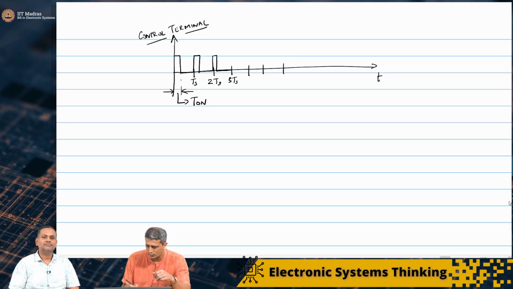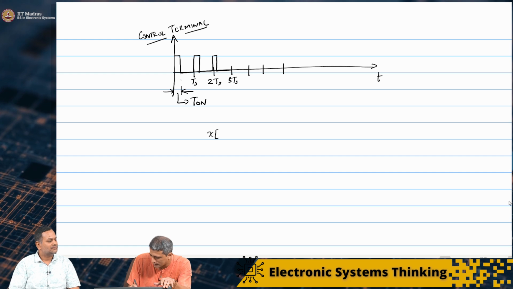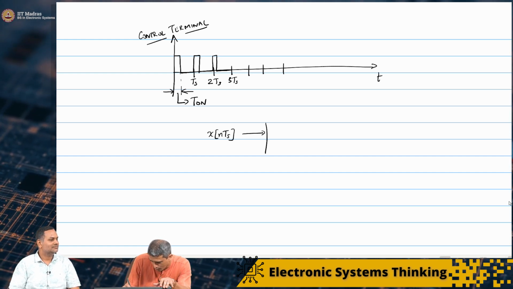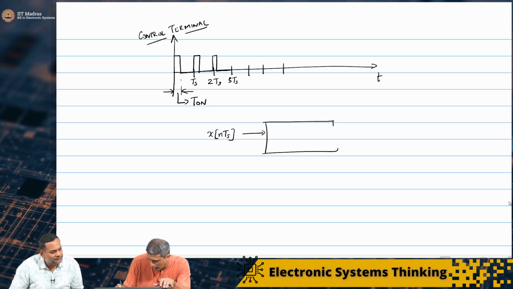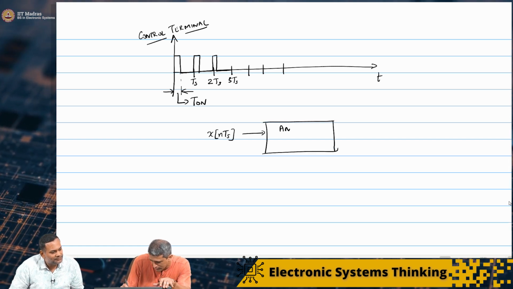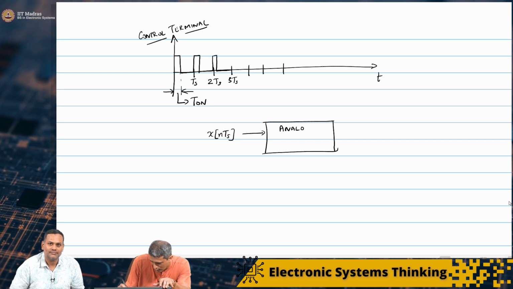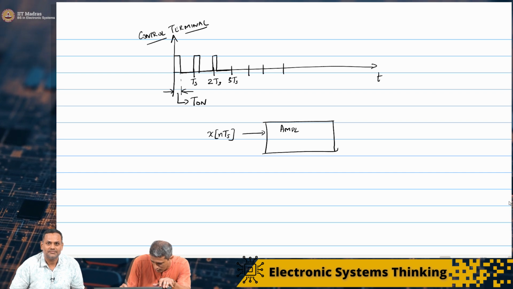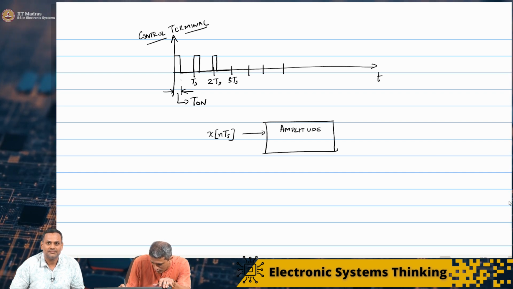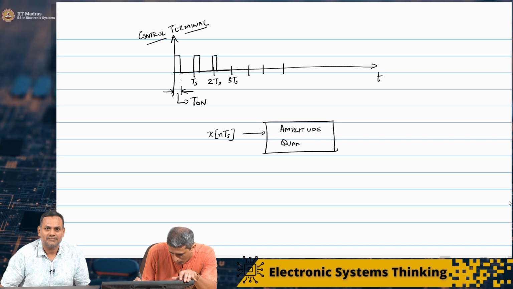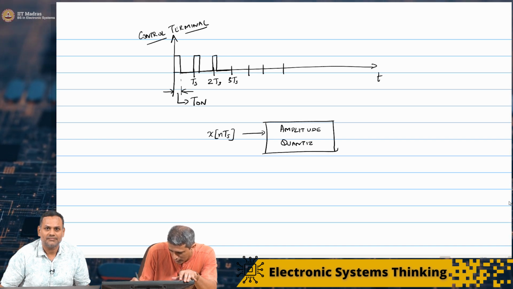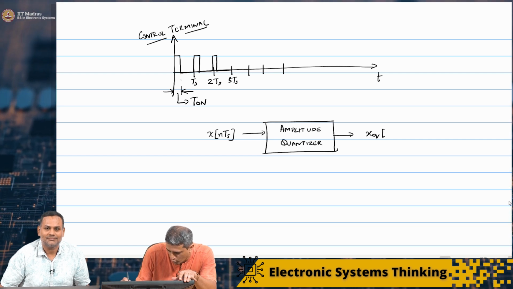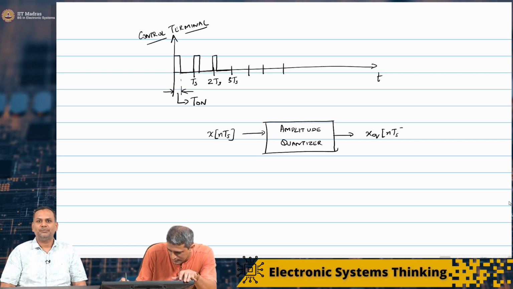So now the next question that we have is, we take this x of nTs and pass it through something. This is the amplitude quantizer, and we want to get xq of nTs.